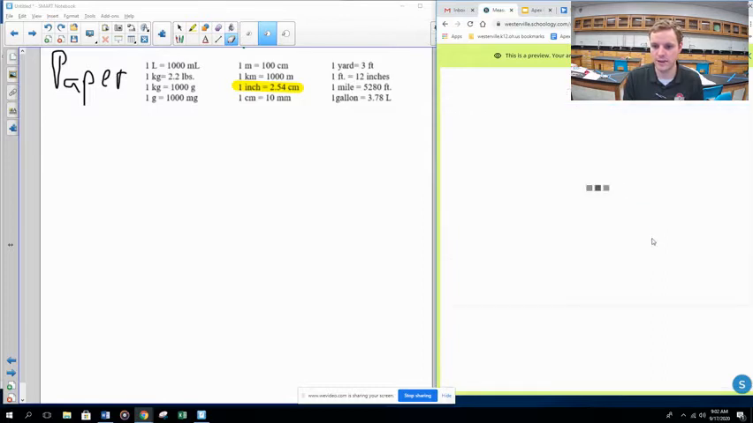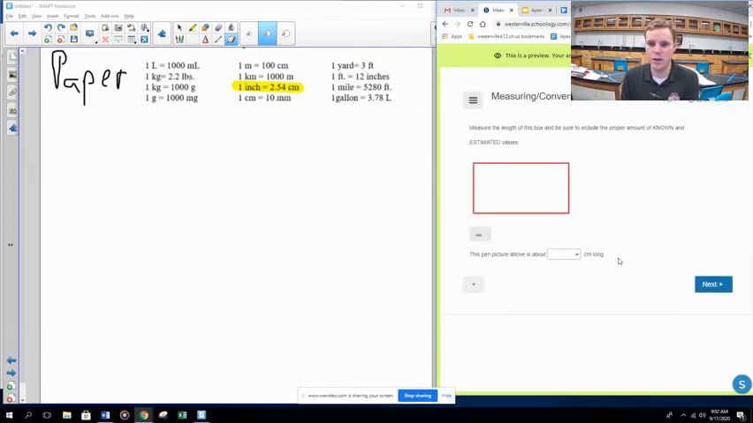Okay. So the first question, it asks you to measure the length of something. So it's asking you to measure, I'm going to go with the length of this box. So how do I do that? Well, you click on this little ruler icon and a ruler appears. And you need to focus on some things about this ruler first.